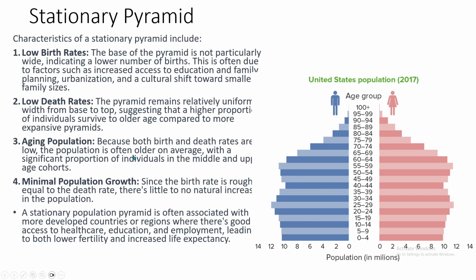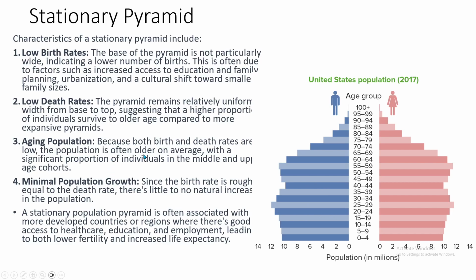We have low death rates, so the pyramid remains relatively uniform in width from base to top, suggesting that a higher proportion of individuals survive to older age compared to more expansive pyramids. And we have an aging population. Aging population does not mean our population is already old. It just means that year on year our population is becoming older as this group here moves up these age brackets. So our population on average gets older.